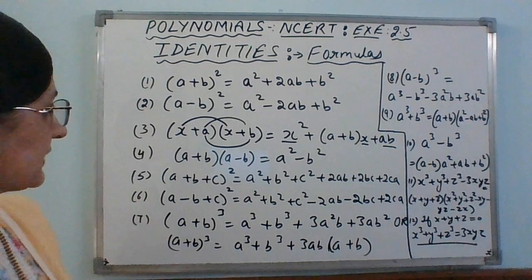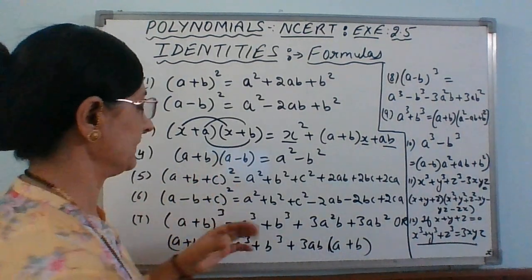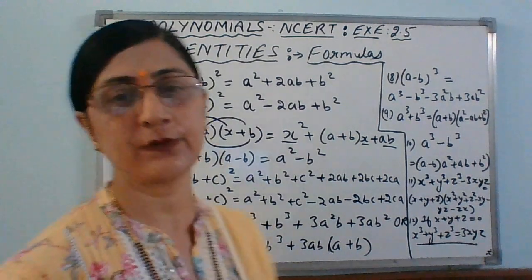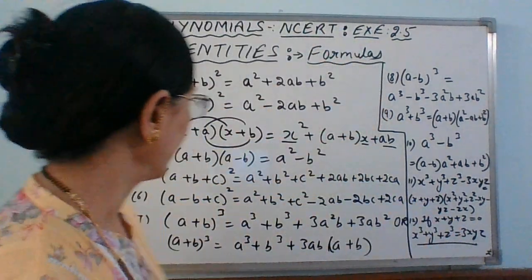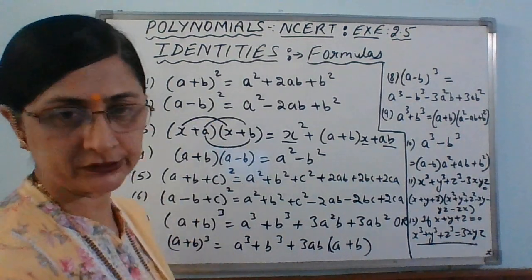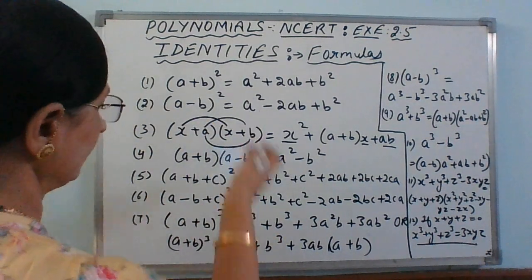Okay, so now the next one is (a + b)(a - b), right? Then that is a square minus b square. You have to learn these formulas by heart, right? Okay, so now if there are three terms in place of two terms, the formulas are the same, right?